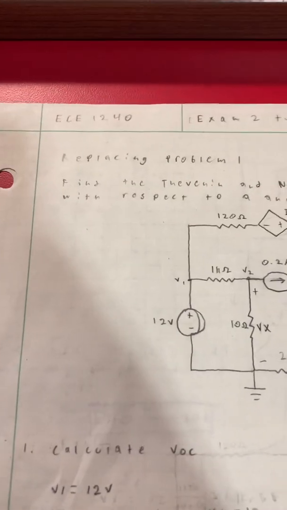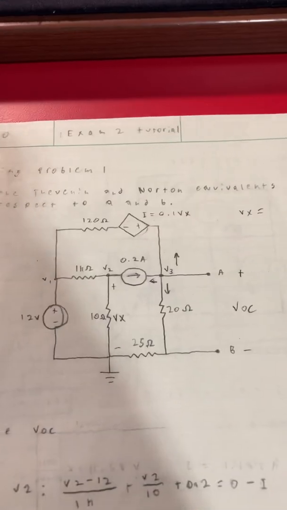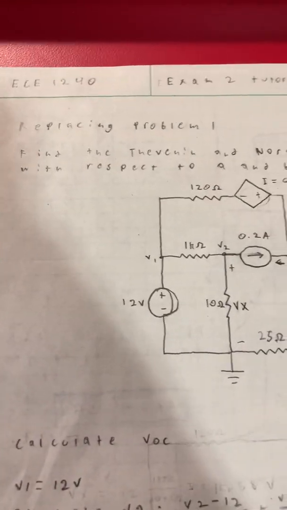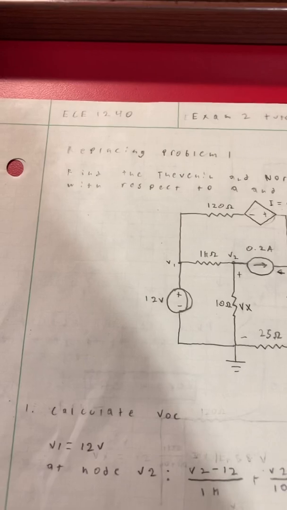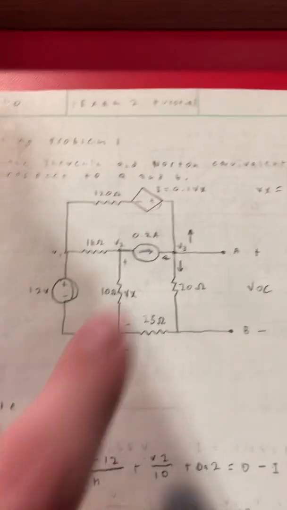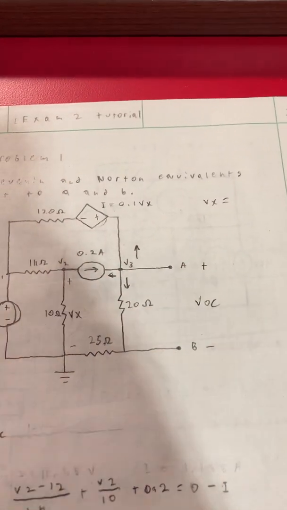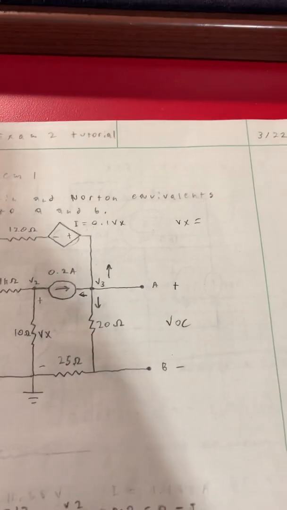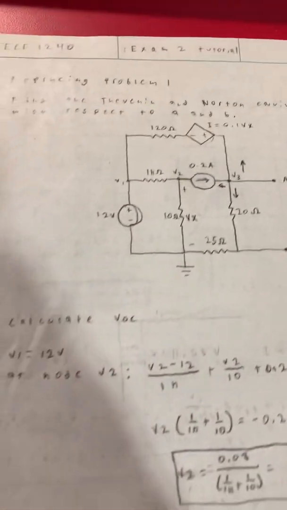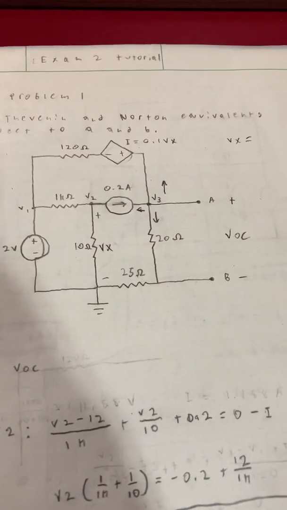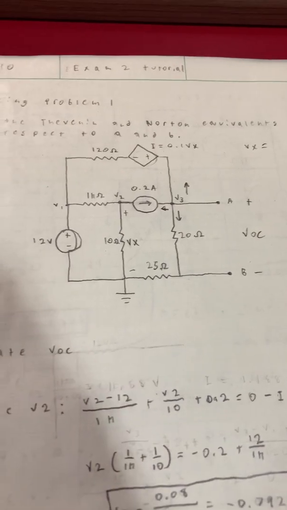But this is replacing problem 1 of my tutorial. The problem is to find the Thevenin and Norton equivalence with respect to A and B on the circuit, A and B being the positive and negative terminals. So, to start off, we need to calculate VOC, which is the voltage open circuit between A and B.